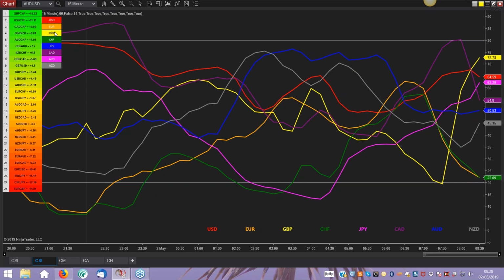Just isolate out the pound on the matrix. This is on 15. We're on the pound CAD, and actually the one that's moving more strongly, you can see right up at the top, is the pound Swiss. There's a decent move on pound CAD, but in terms of pound Swiss, that's the one that's really got some momentum as well. So it's horses for courses.